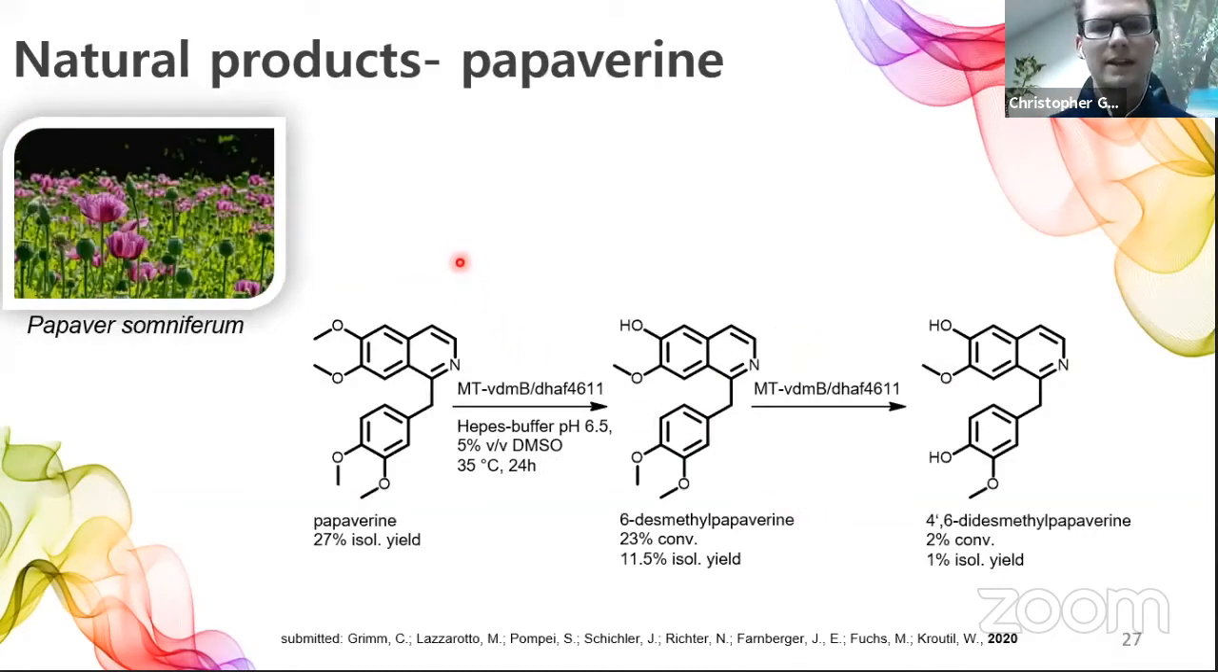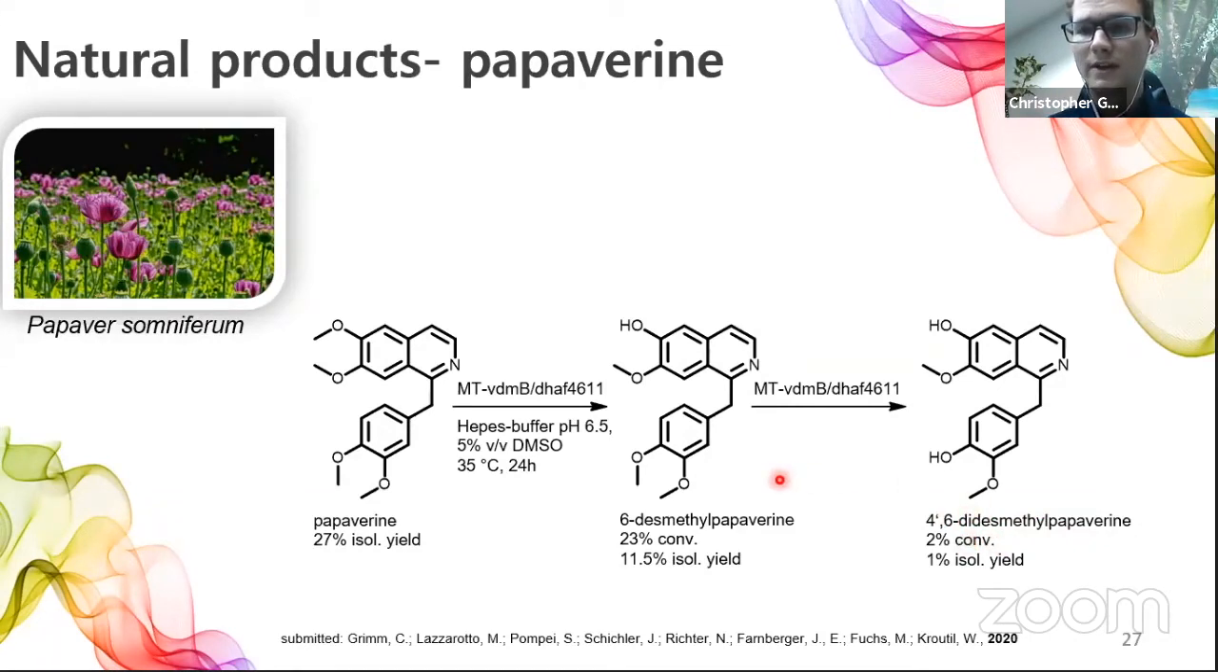For papaverine, the next larger molecule, this is a secondary metabolite of the opium plant Papaver somniferum. The papaverine can be demethylated here with regioselectivity, and with the 6-desmethyl papaverine we could mostly obtain a 23% conversion. We can also see that a double demethylation is going on to the 4,6-didesmethyl papaverine, where we only got a very poor conversion of 2%.